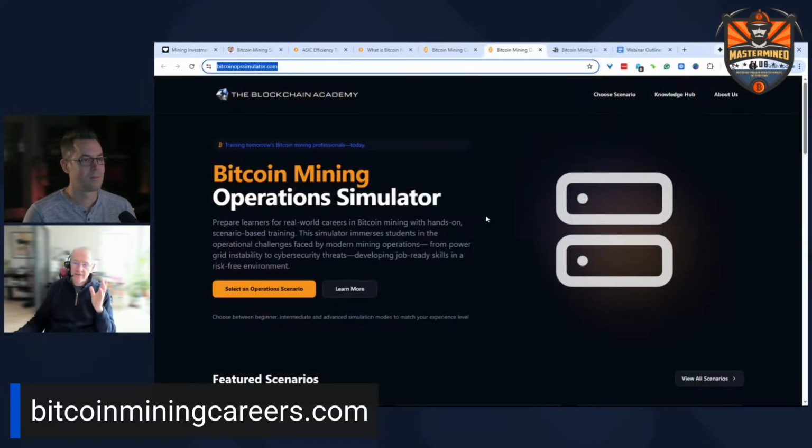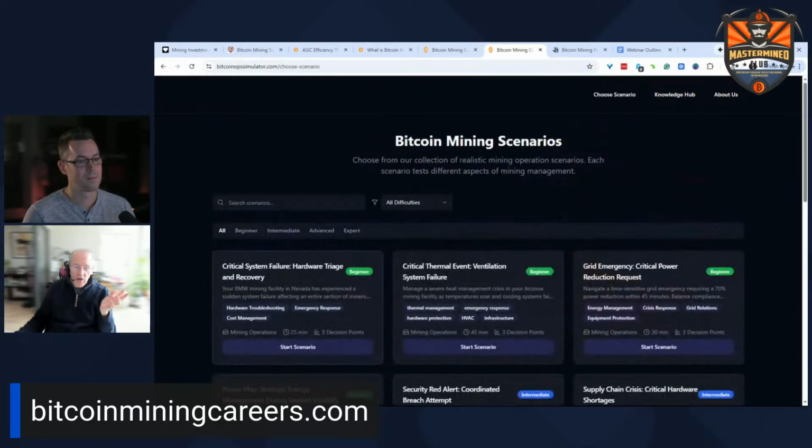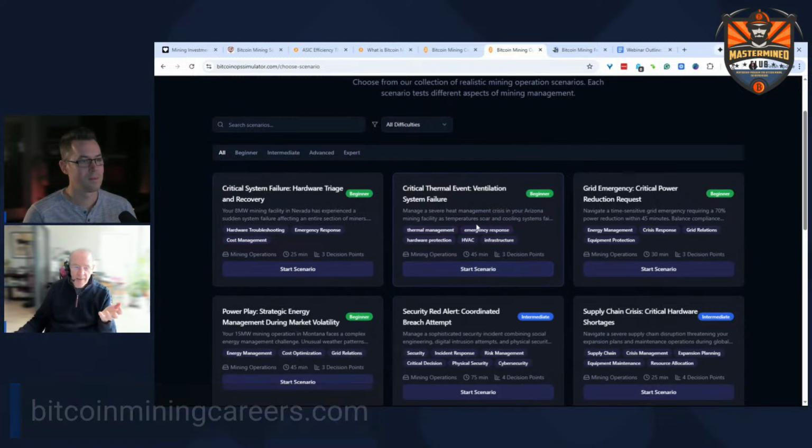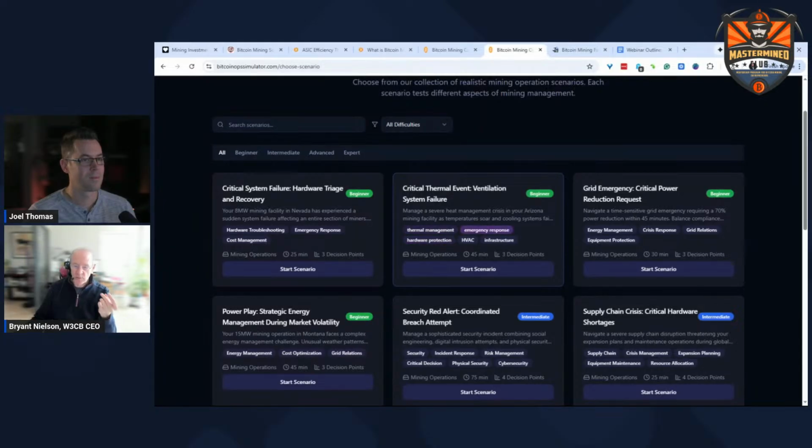This one here is a very advanced simulator. This is a Bitcoin mining operations simulator. This allows for you to play the role of the general manager. You are in charge of the facility. You have to deal with repairs. You have to deal with, again, all of these things are scenario driven. You have the ability to look at these scenarios, and as you can see here, you have beginner, intermediate, advanced, and expert simulations in there, and some of the things that happen. So in this beginner one, you have thermal management and emergency response and hardware protection and HVAC and infrastructure decision points that you have to actually make.